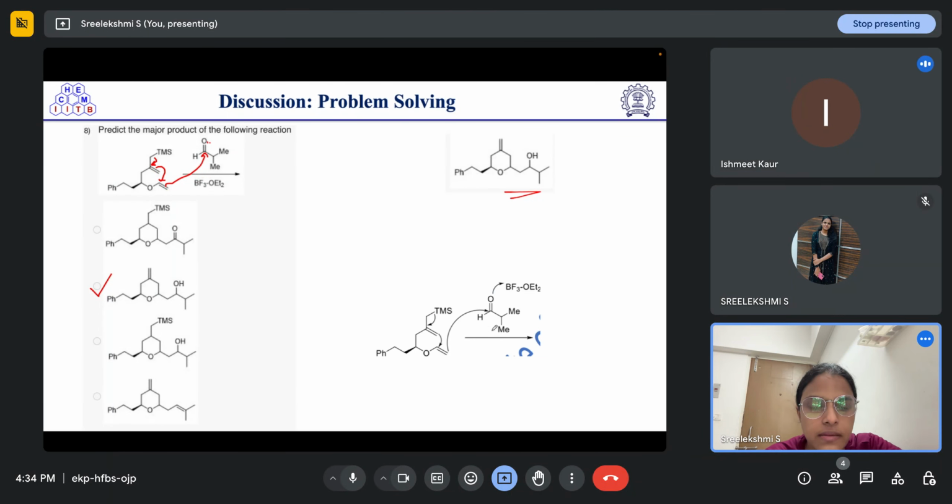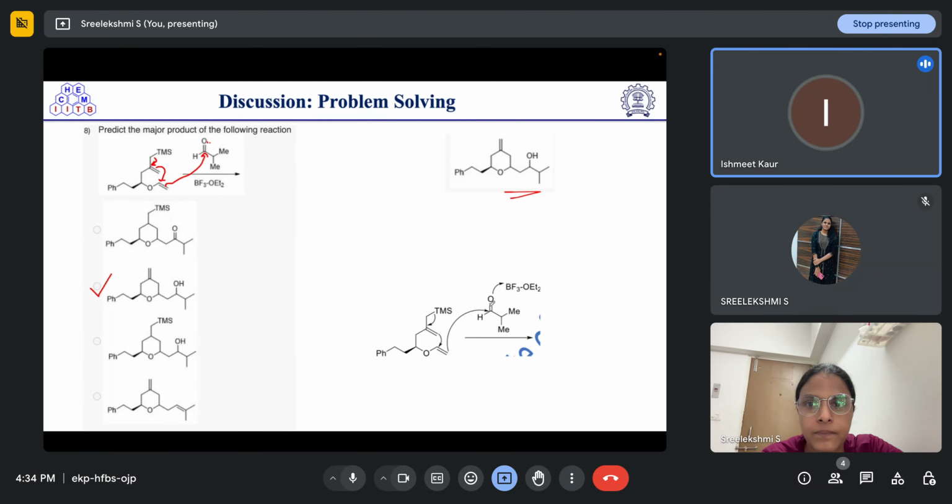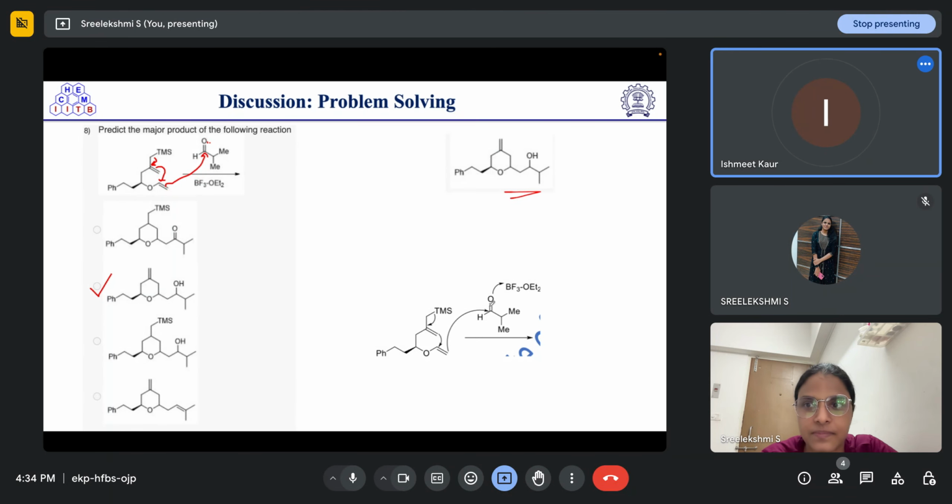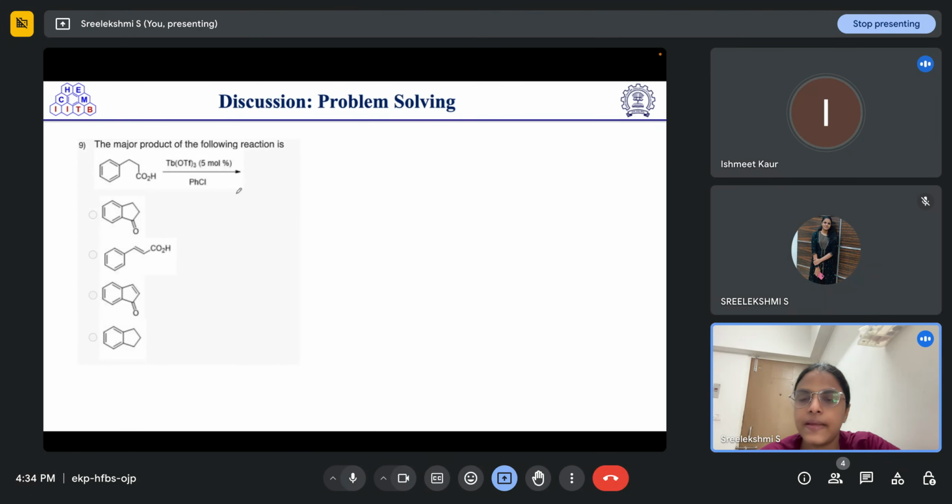So this is that pathway. This aldehyde will coordinate with BF3 etherate. This bond will shift here. This will attack over here, and this alkene will attack at this carbon center. This is also a type of Prins reaction. Next question, the major product of the following reaction. Here, this aromatic compound is there in the presence of terbium triflate, which is also a Lewis acid, and this is chlorobenzene, which is the solvent.